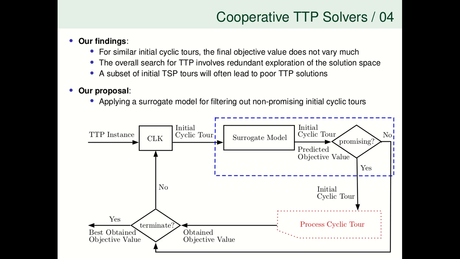Our proposal for these issues is applying a surrogate model for filtering out non-promising initial cyclic tours. As shown in this figure, after generation of any initial cyclic tour, it is given to a surrogate model, and the surrogate model predicts the final objective value, which means the final objective value if the given tour would be processed. If the predicted final objective value is promising, then the given tour can be processed. Otherwise, it is filtered out as a non-promising initial cyclic tour.